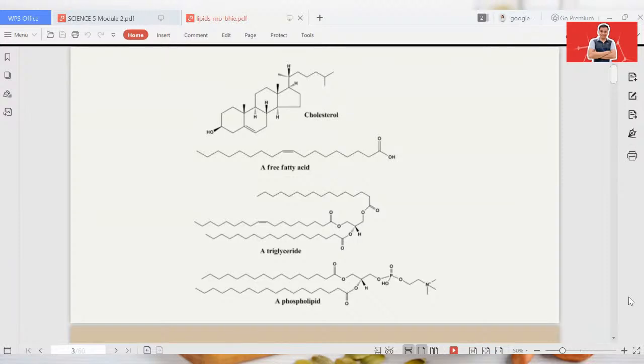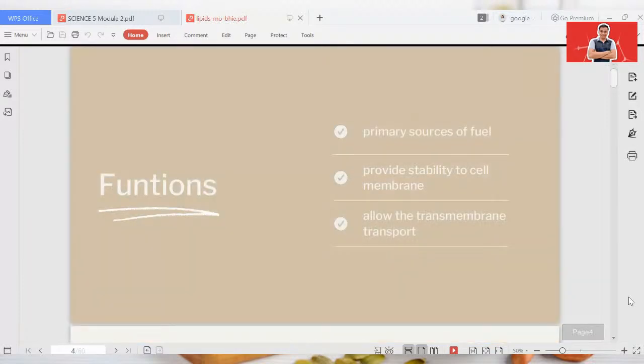So these are the different forms of our lipids. It can be in a cholesterol form, a fatty acid, a triglyceride, or a phospholipid. For the functions, lipids serve as a storage form of metabolic fuel. They also provide structural components of membranes, which is important in the stability of cell membranes, and it allows transmembrane transport.